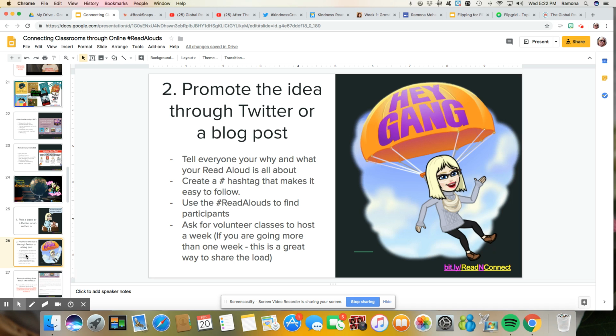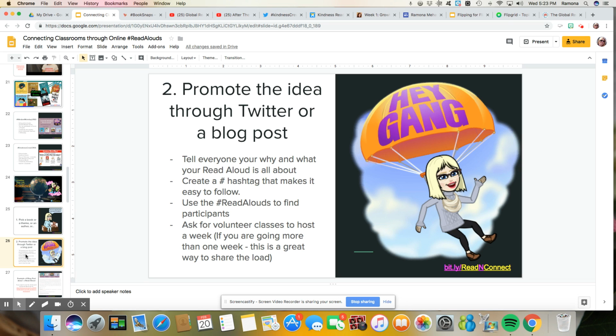The next step for you is to promote the idea through a Twitter or a blog post. You need to tell everyone why you're doing it, and what your read aloud is all about. You need to create a hashtag that makes it easy to follow. So for example, the hashtag GRA, or hashtag Kindness Crew CRSS, or hashtag Monday Mindset LRSD. Find a hashtag that isn't being used by anyone else and tailor it to your read aloud so that people kind of know what it's about.